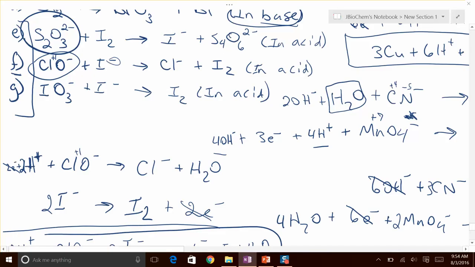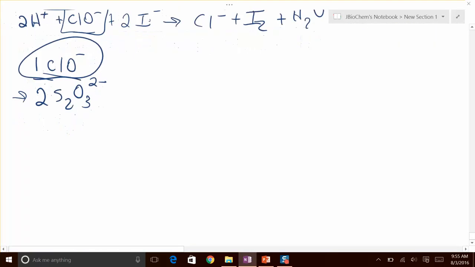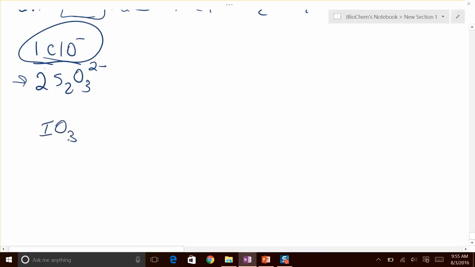Now, how does that change? One of the questions on your post-lab, which everybody struggles with, that's why I wanted to go over it a little bit: how does that change if instead of using ClO minus, I use IO3 minus? That's more of the question here. IO3 and I minus are both going to produce the I2, okay? And this is in an acid solution as well. So we can balance that.